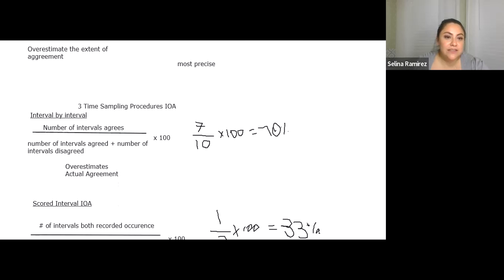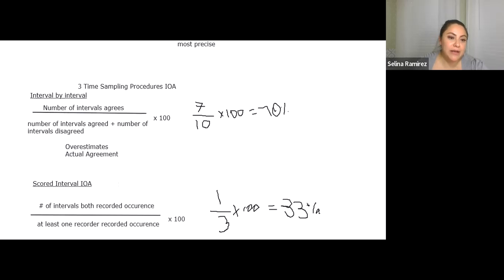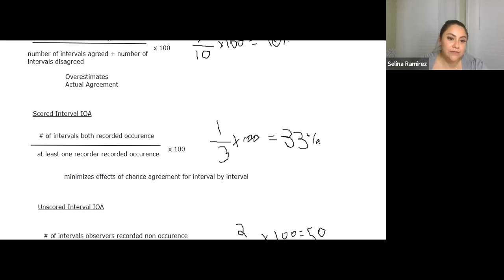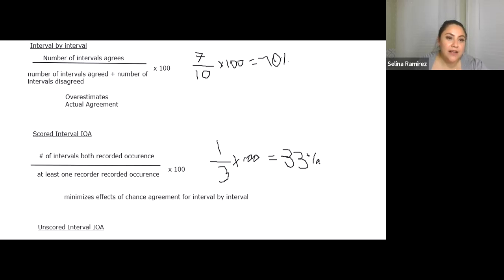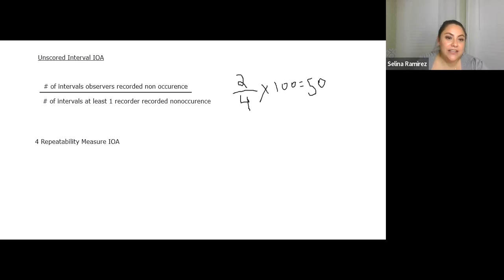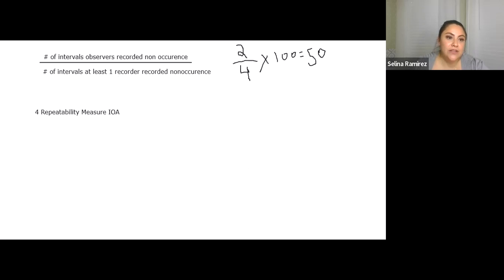And then we went into the 3 time sampling procedures for IOA, which were the interval by interval, scored interval, and unscored interval. And then we talked about the differences and when you would use each one. So now we can go on to the 4 repeatability measures of IOA. So we are on page 112.